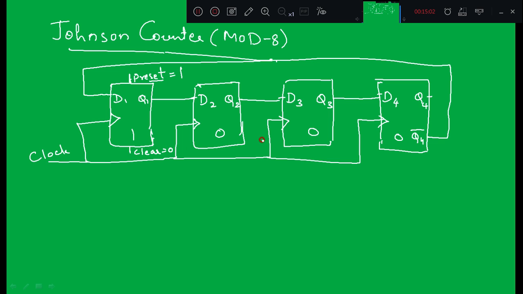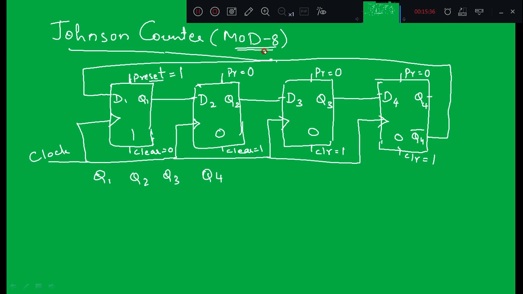But in the other 3 flip-flops, they are cleared. The state of each flip-flop is 0. That means clears are going to be connected to 1 and presets are going to be connected to 0, right? So preset of all these flip-flops are connected to 0 and clears are connected to 1. So now when I set the state and analyze the circuit, Q1, Q2, Q3, Q4, what are the states we are going to get?